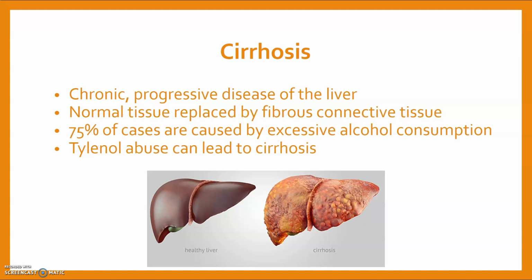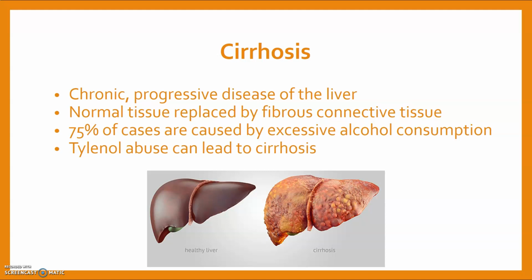We're now going to look at some disorders of the liver. The first disorder that we have here is cirrhosis. Cirrhosis is a very serious, chronic, progressive disease of the liver. What happens in cirrhosis is that the normal healthy liver cells become replaced by scar tissue, or fibrous connective tissue. And as more and more of the healthy liver cells become fibrous due to the scar tissue, it makes it difficult for the liver to function.